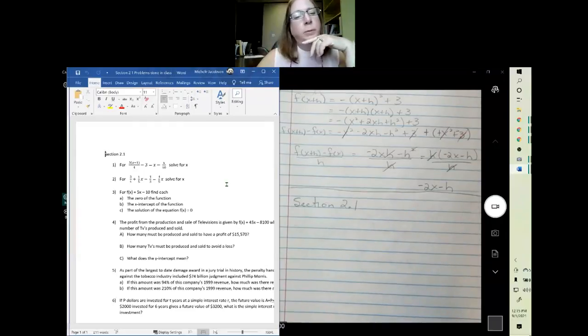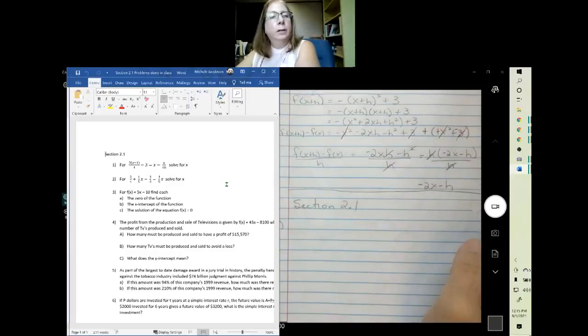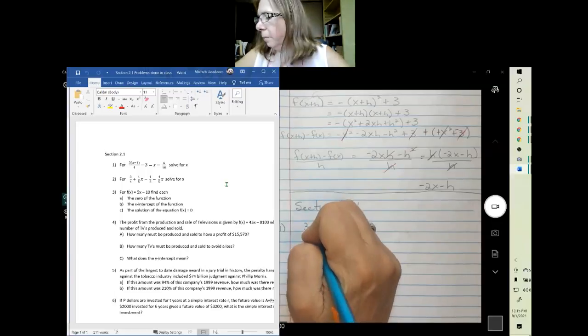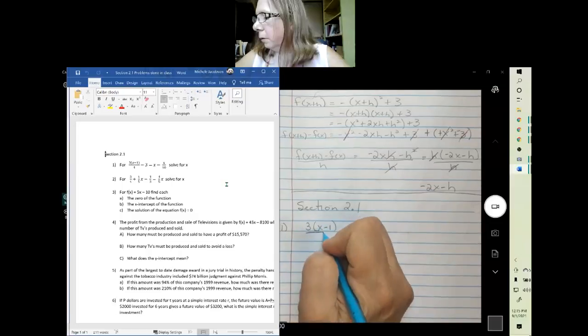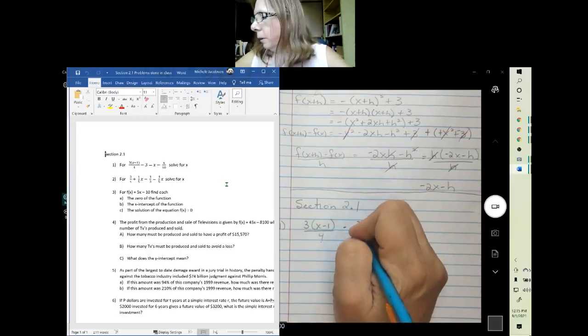Okay, section 2.1, they have a little bit of a review at the beginning, and I put a few of them on the MyLabs. We did cover these in the review part also. But I think they're the most difficult. So if we have 3 times x minus 1 over 4 minus 3.